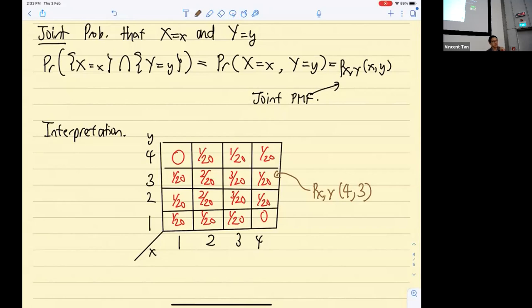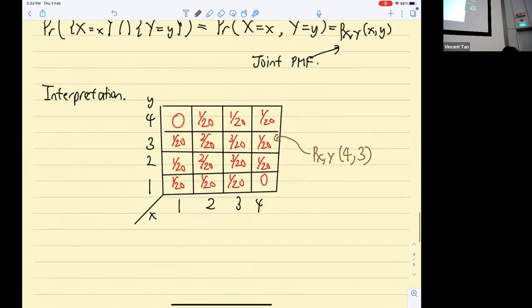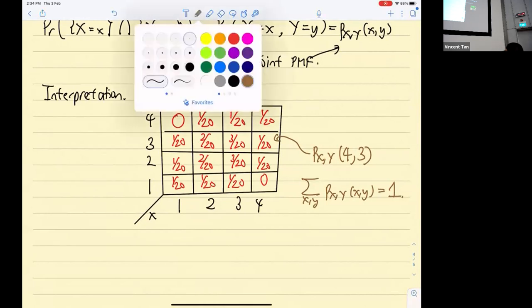Now, what properties do these numbers in red have to satisfy? First and foremost, let me check: 3 plus 7, 8, 9. Yeah, okay, so I'm correct. So what do I have to check when I write this down? Can there be a negative number in there? The numbers cannot be negative because they are all probabilities, and the sum of all the cells must equal 1. Logically, the sum over x and y of P of XY, x y must be equal to 1. Indeed, I just did a mental check: all the red numbers add up to 1.